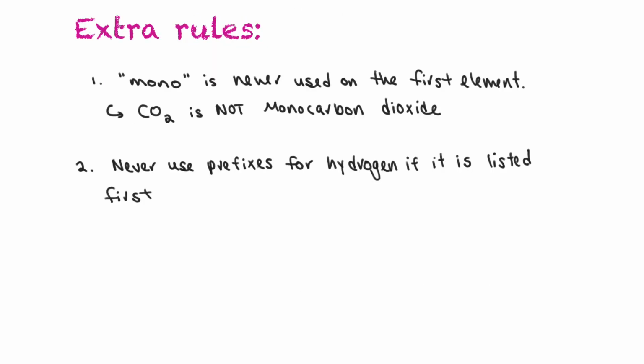There are a couple of extra rules just to make things extra fun. So mono is never used on the first element. You wouldn't say CO2 is monocarbon dioxide. We just say it's carbon dioxide. So if on the first element there's no prefix, you just assume that there must be just 1 of those atoms. And then never use prefixes for hydrogen if it's listed first.